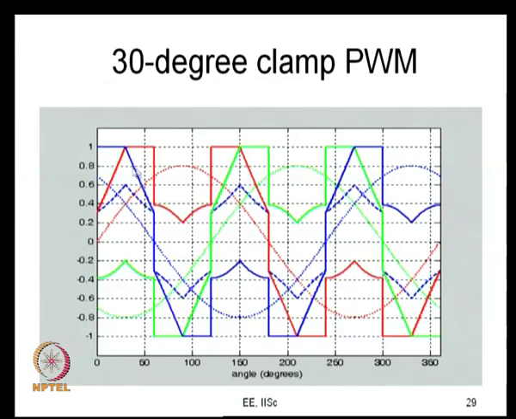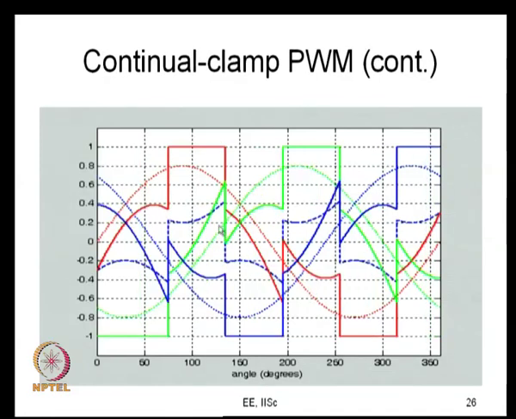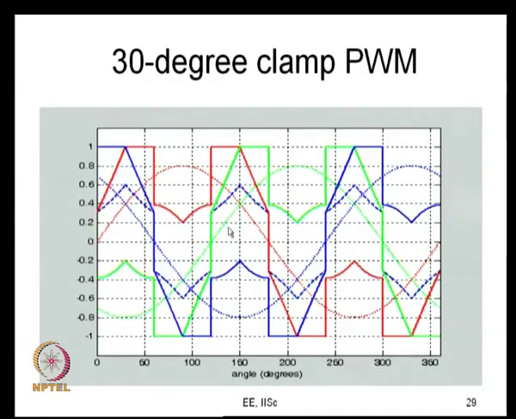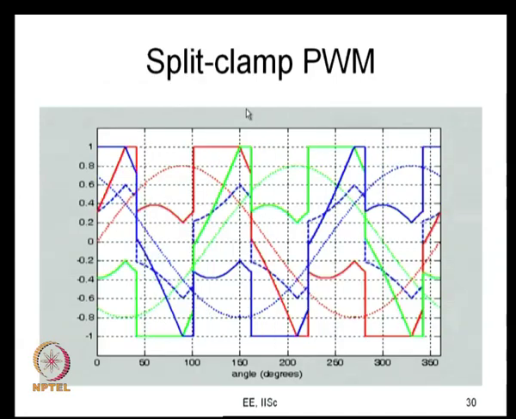Since they are clamped for 30 degrees in every quarter cycle instead of 60 degrees in every half cycle, here it is 60 degrees in every half cycle, here it is 30 degrees in every quarter cycle, and therefore you give it a name called 30 degree clamp PWM. A generalization of this 30 degree clamp PWM is split clamp PWM. Instead of 30 degrees and 30 degrees, this can be some gamma and some 60 minus gamma. So they will add up to 60 degrees.